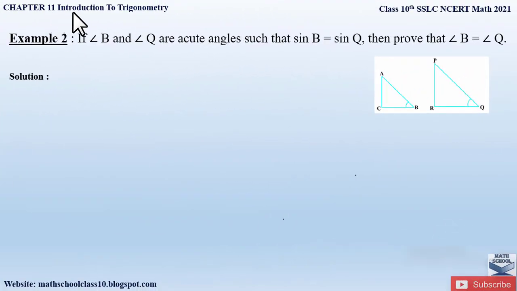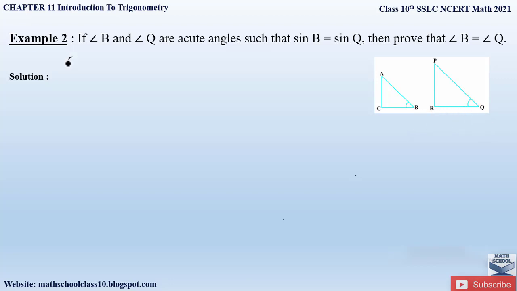Example 2 from chapter 11, Introduction to Trigonometry says, if angle B and angle Q are acute angles such that sine B is equal to sine Q, then prove that angle B is equal to angle Q. So here they have given us the figure and two triangles, that is ABC and PQR, and they are telling us that angle B and angle Q are acute angles such that sine B is equal to sine Q, and we have to prove that angle B is equal to angle Q.